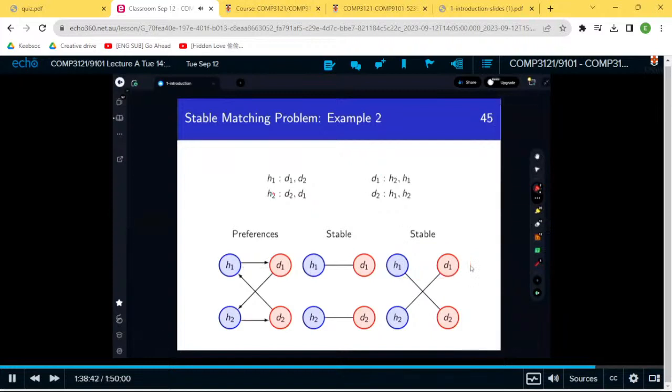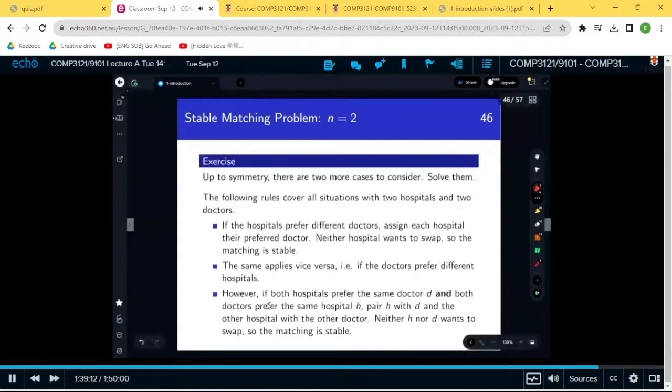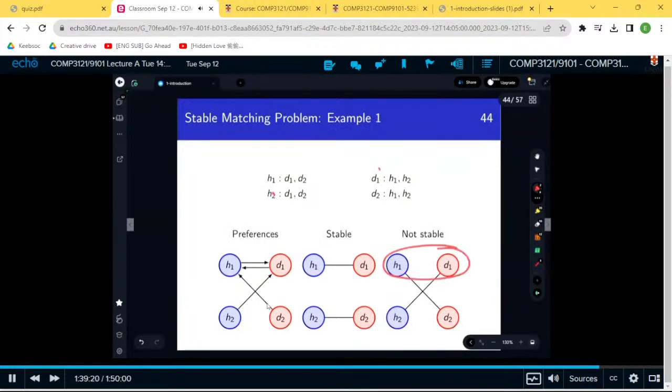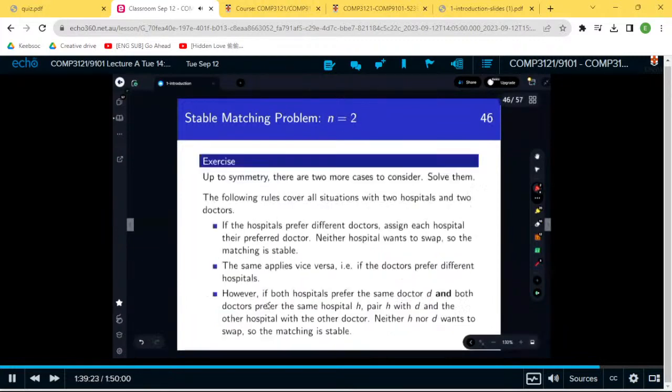This is a second example where the preferences look different. H1 prefers D1, H2 prefers D2, D1 prefers H2, and D2 prefers H1. Here we have multiple stable matchings. You can see by analyzing these that no hospital and doctor are unhappy with this situation. So we have seen two different preference settings for two doctors and two hospitals. There are another two after symmetry that you can look at offline.